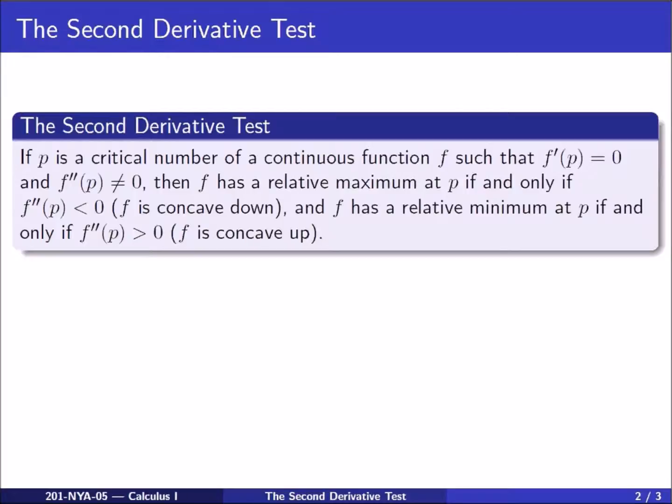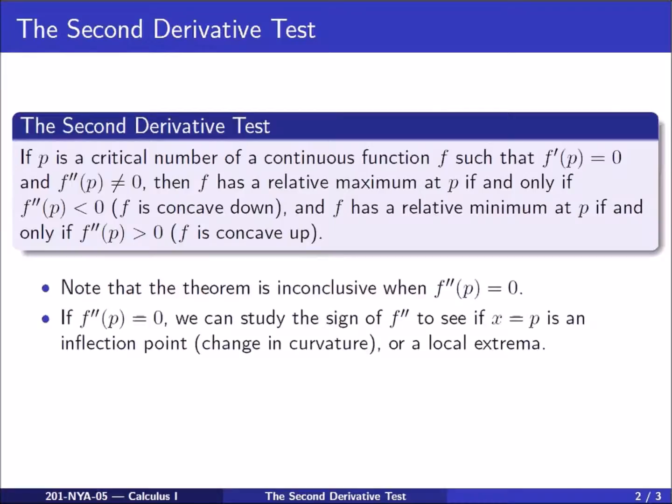And we have a relative min at p if f prime prime of p is positive, in which case f is concave up at p. Note that the theorem doesn't say anything when f prime prime of p is 0, so it's inconclusive. We cannot say anything based on the second derivative test.